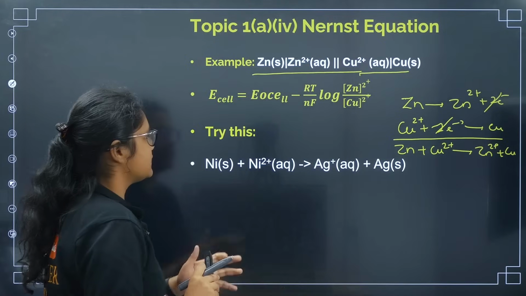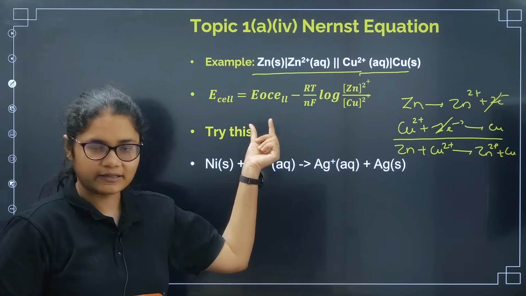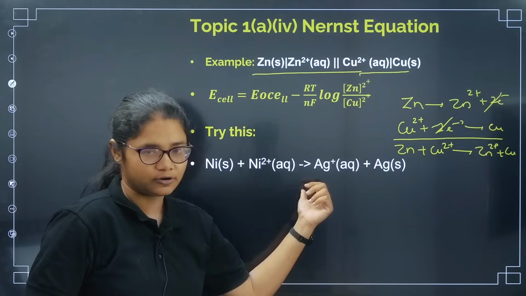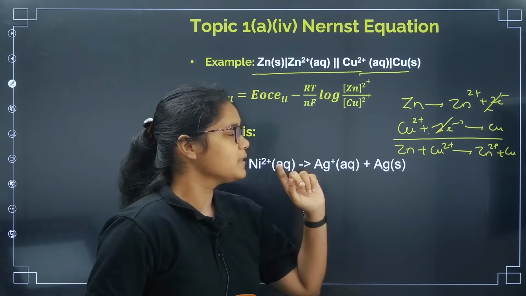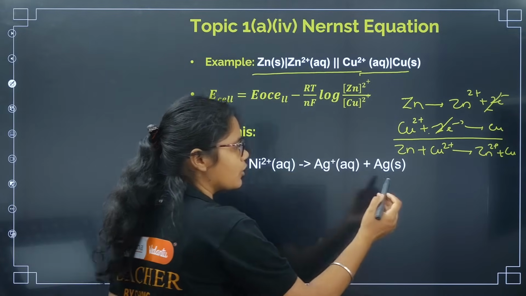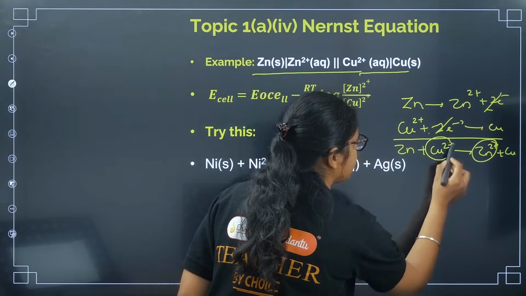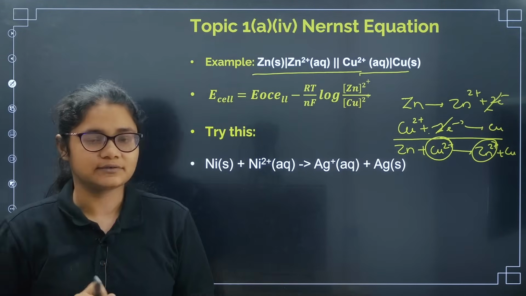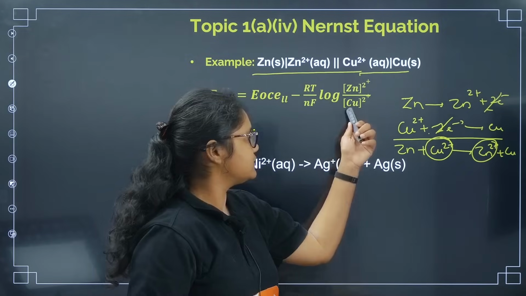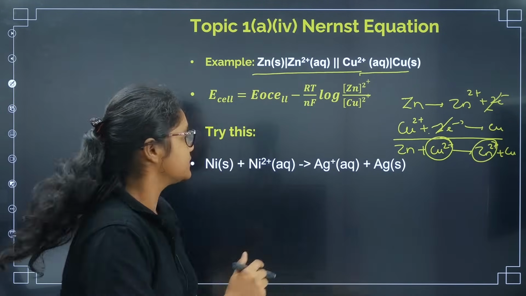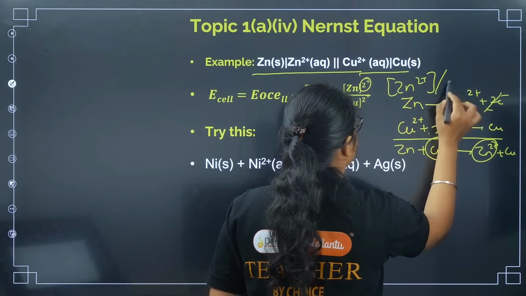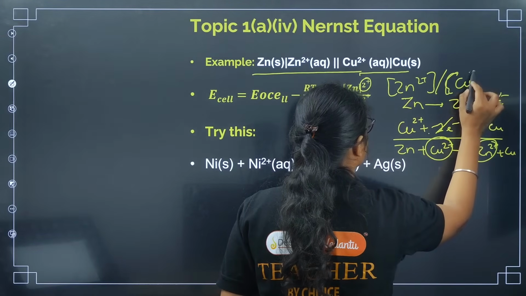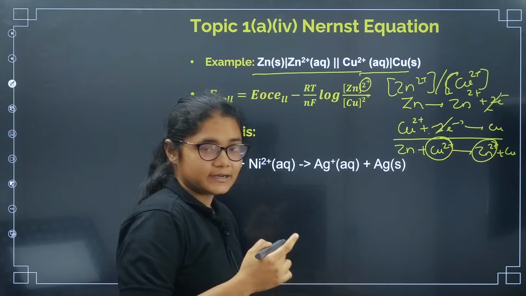So what will be the E of the cell? E of the cell will be E naught of the cell, that is E naught of copper minus E naught of zinc, minus 0.059 by n. How many electrons are involved? 2. So 0.059 by 2, log of product concentration by reactant concentration. Only ions you have to take, so Zn2+ concentration by Cu2+ concentration. This is not a power of 2, it is written like this: Zn2+ by Cu2+. Okay.